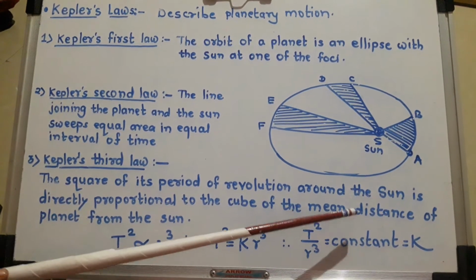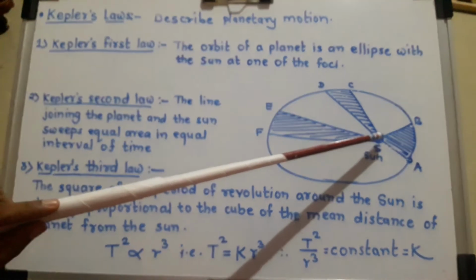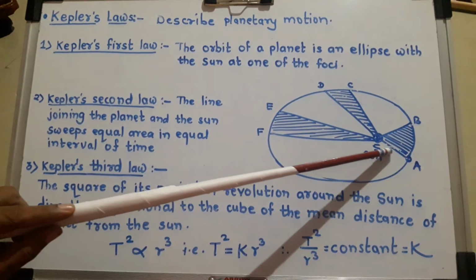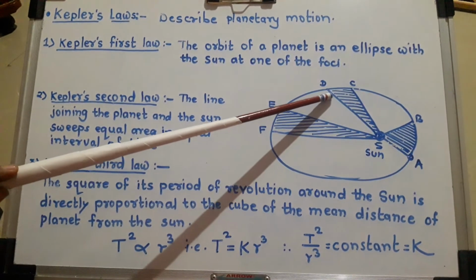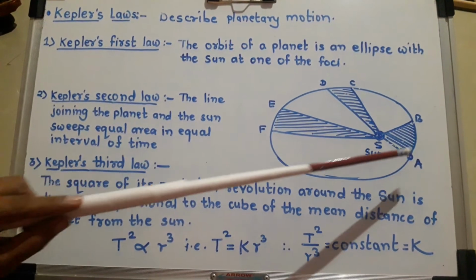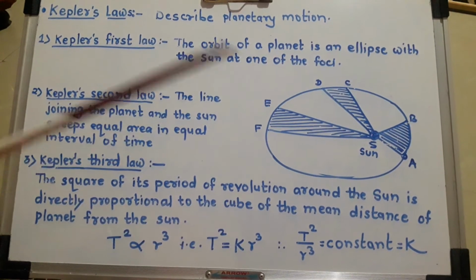And mean distance: now you know that the sun is at one of the foci, so the distance is not the same everywhere. Here the distance is less, if we compare, this distance is more and this distance is the most. So we have to calculate the average distance. So what is that third law?